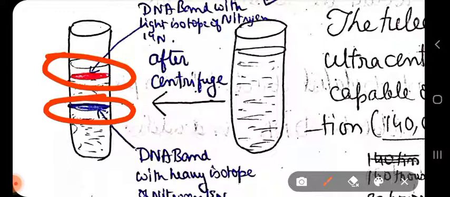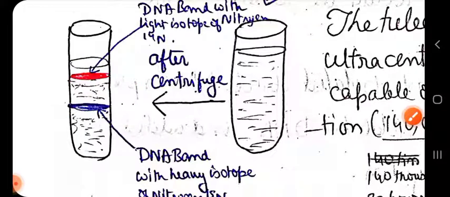So in this way we can separate the DNA strands according to what they are labeled with. Using this technique, they are now doing the experiment.